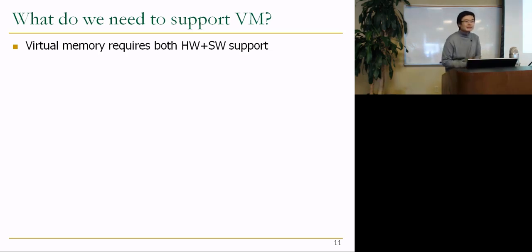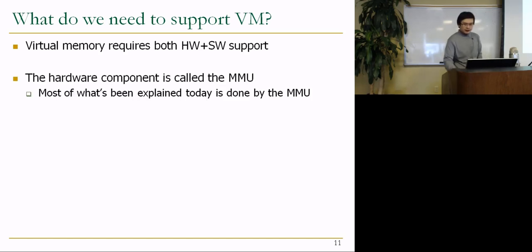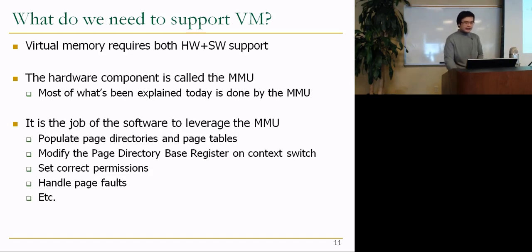Well, you need a hardware translator, probably that sits in between the memory and the CPU. Yes. So first of all, you need the hardware component, which we would call the MMU, that handles how you're going to translate the virtual address to the physical address. And then there are a lot of jobs for the software to leverage the MMU. In particular, they have to first populate the directories and the page table, which means that they have to define some mapping from the virtual address to the physical address.